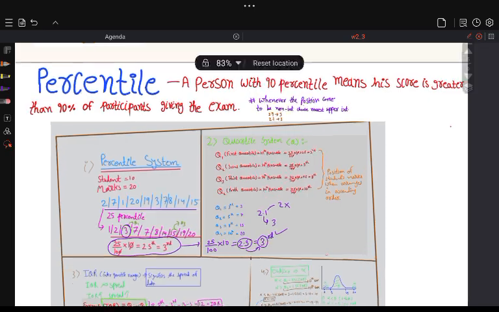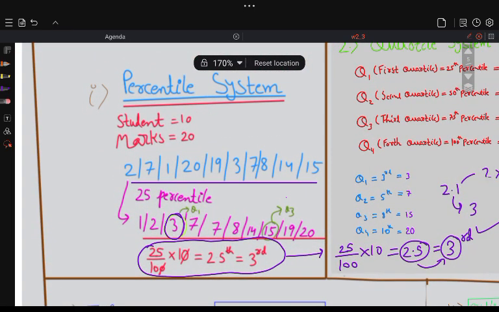So to measure percentile, let's see a percentile example. For example, there is a class of 10 students and the total marks of the given test is 20, and there are 10 students taking that test. So now the scores of the 10 students are written here. It lies between 1 and 20, right? The least score is 1 and the highest is 20.